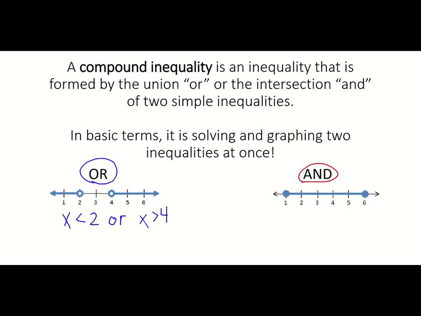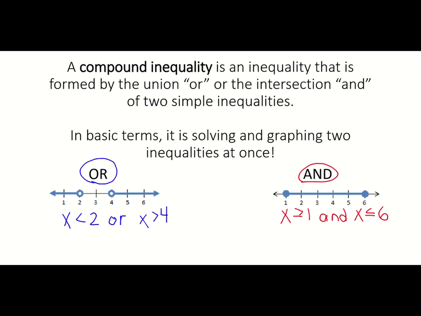In contrast, if we look at the graph below and, for this one, I see that there's a closed circle at 1 shaded to the right, and a closed circle at 6 shaded to the left. So for this graph, it's kind of bounded between 1 and 6. If I were to write an inequality statement to go with this graph, I would say x is greater than or equal to 1 and x is less than or equal to 6.